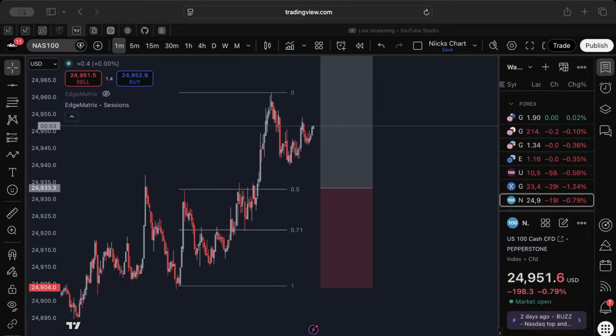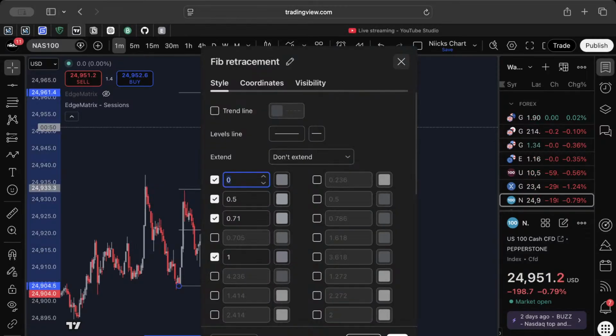What fib do you use? Or just a fib retracement with these settings? 0.5, 0.71, 1, session indicator.